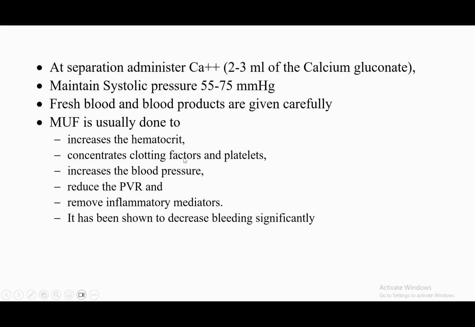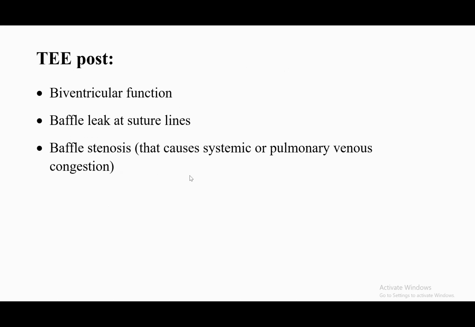The MUF is usually done to increase hematocrit, to consolidate clotting factors and platelets, to increase blood pressure, reduce pulmonary vascular resistance, and remove inflammatory mediators. It has been shown to decrease bleeding significantly.